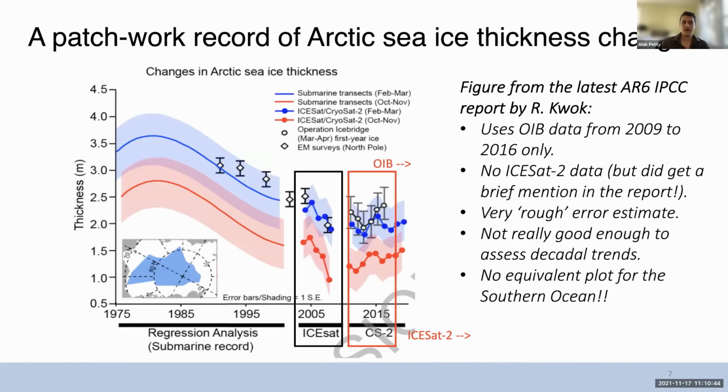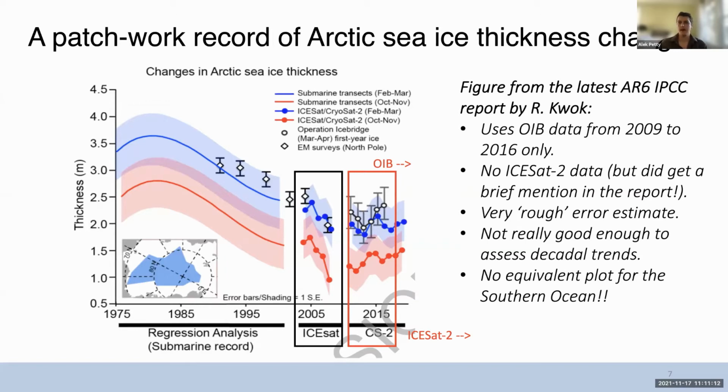And then, yeah, another figure, again, from the latest IPCC report. This is a figure generated by Ron Kwok, again, the former data product lead for ICESat-2 and a key figure in the kind of sea ice thickness world. So he's a contributing author to that IPCC report. And yeah, he put together this record of thickness change for the Arctic. Similar plots have appeared in some of his older papers. So this was a kind of more recent update with latest data.